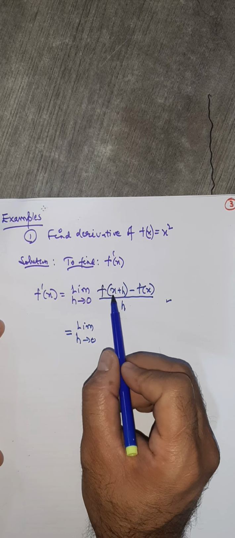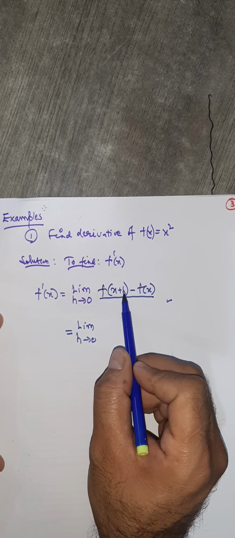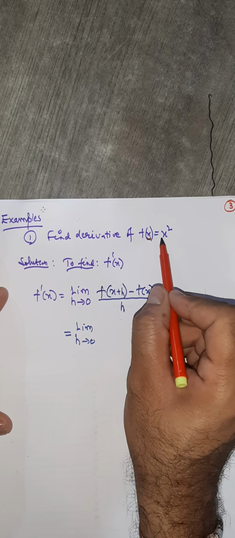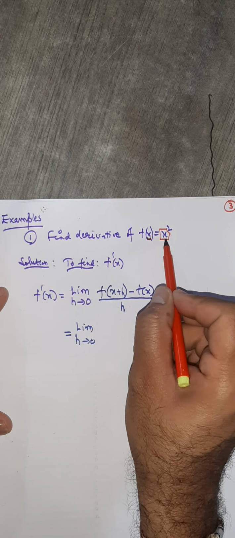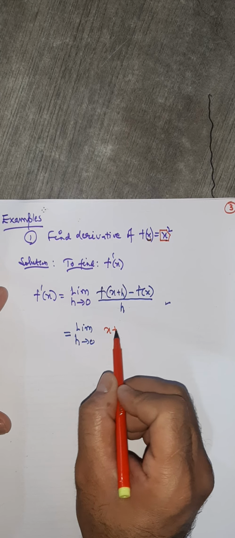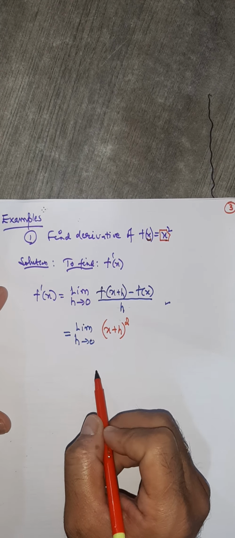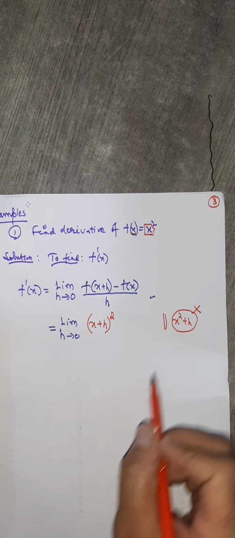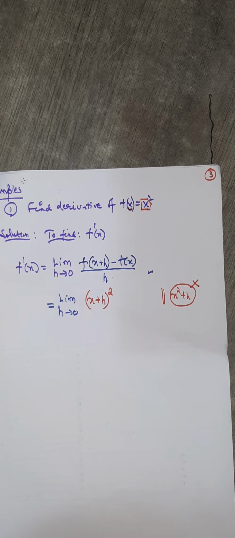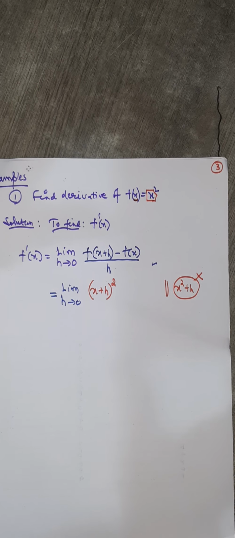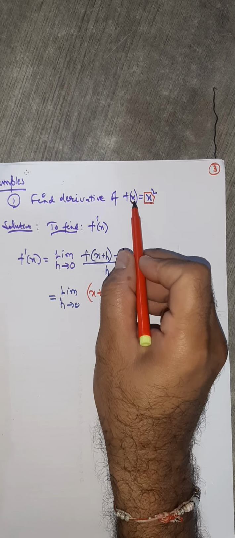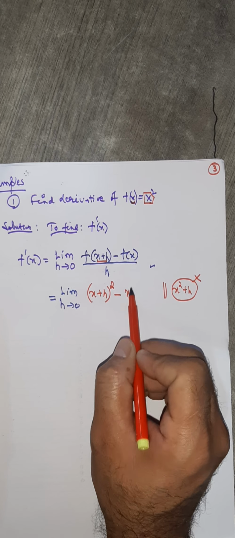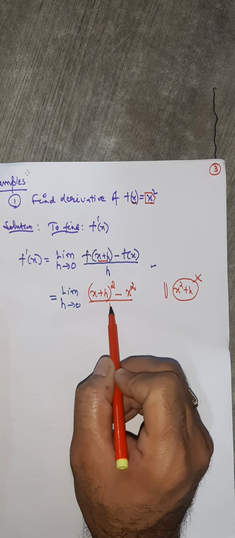Now what's the meaning of f of x plus h? f of x plus h means in the formula of the function, instead of x, you write x plus h. So this is x plus h the whole square. It's not x square plus h, remember. This is wrong. In the formula of the function, instead of x, you write x plus h, minus f of x, which is x square, upon h.